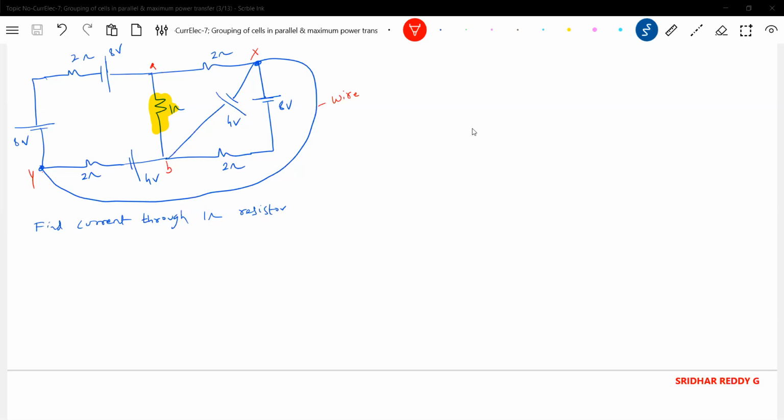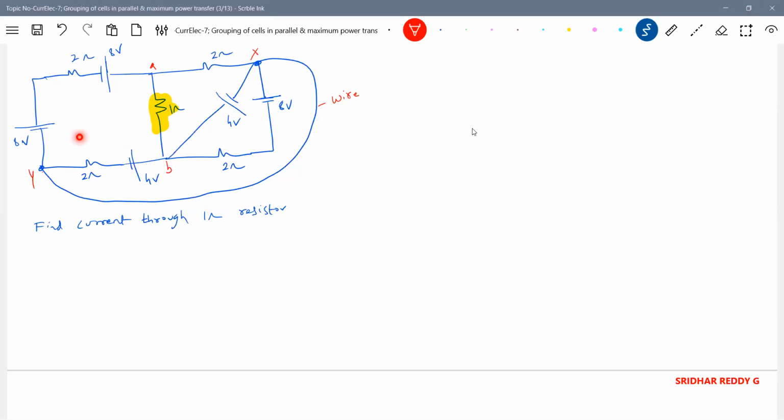Apply the loop current. KVL means here I1, I2, I3, I4. Solve it. 4 equations, 4 unknowns. That's the last option. Or else you have to redraw the circuit. How to redraw the circuit? Look at the points which are at the same potential. X and Y are at the same potential. So rearrange the circuit, redraw the circuit.